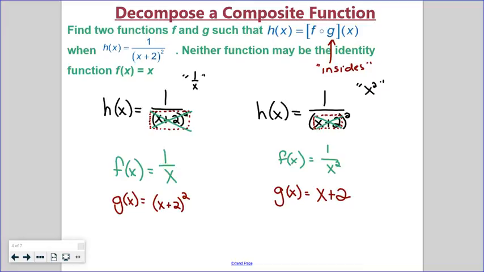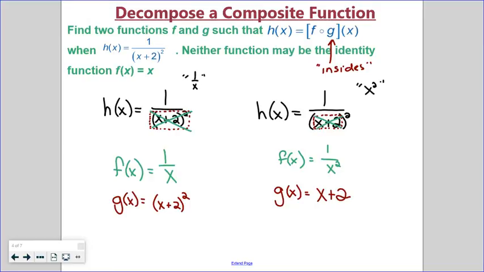So that would be a second correct answer, or a second decomposition of that same exact problem, which again is why this one's a little bit harder to check answers or put an answer key up for, because there's more than one correct way to do this. Any questions on that?